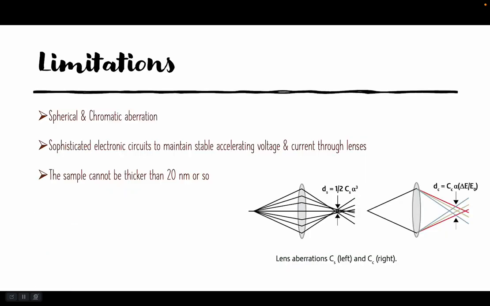The limitations of TEM are as follows. Aberration limits the image resolution. In spherical aberration, the power in the center of the lens differs from that at the edges. This is largely determined by the lens design and manufacture. In the case of chromatic aberration, the power of the electromagnetic lens varies with the energy of the electrons in the beam. Chromatic aberration can be reduced by keeping the accelerating voltage as stable as possible, which in turn requires sophisticated electronic circuitry. And we also need thin specimens, less than 20 nanometers or so, for imaging.